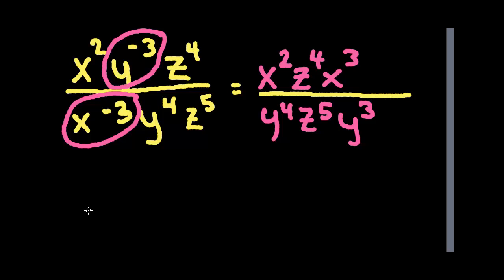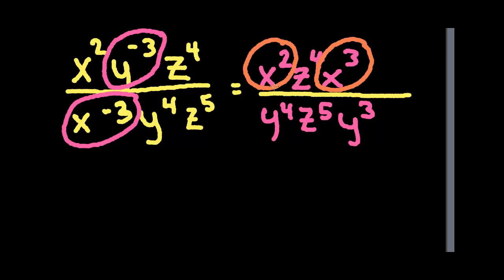Now in this case, we're not done, because as you can see, we have more than one X, more than one Y, and more than one Z. So we still need to simplify. So let's go ahead and work on that. So if we look at our X's, let's circle all of our X's. Here's an X, and here's an X.